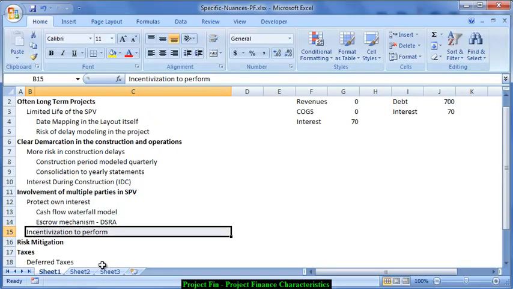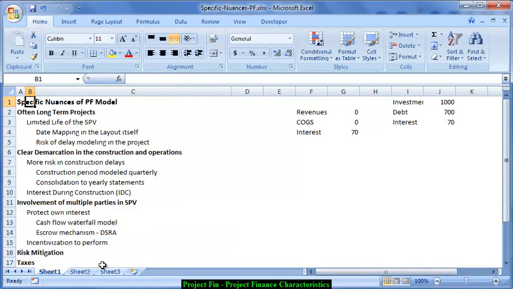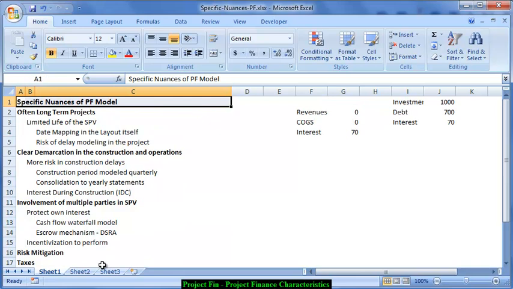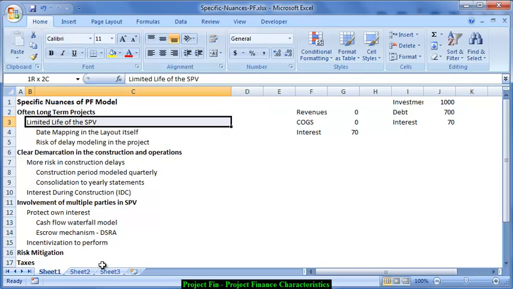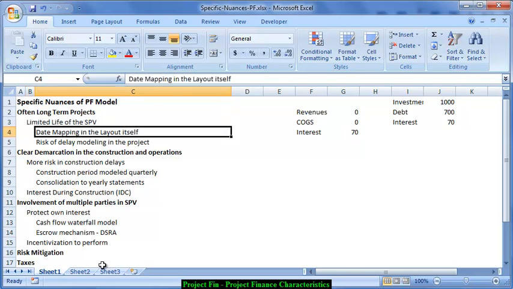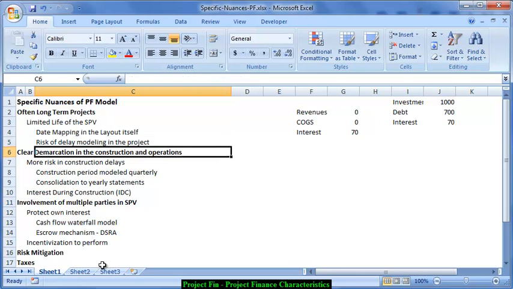Again, just to summarize, this is what we would see in our project finance model, coming out of the discussion just now. Most of these projects are long-term projects, and they have a limited life of their own. Unlike corporates, which are ongoing entities till infinity, these projects have a limited life. So when we are implementing the model, we would make sure that the date is appropriately considered, and the risk of delay in the model is also taken care of. We need to take care of the date mathematics in the project, and we would do this in the layout itself.